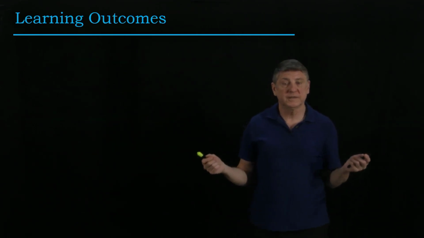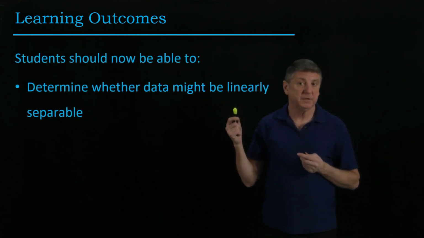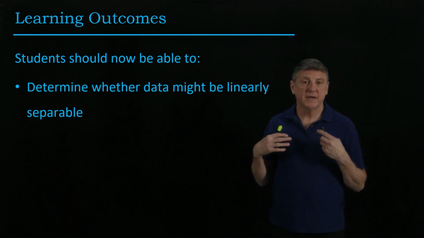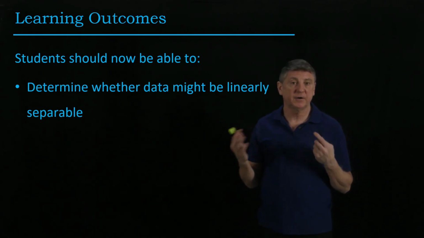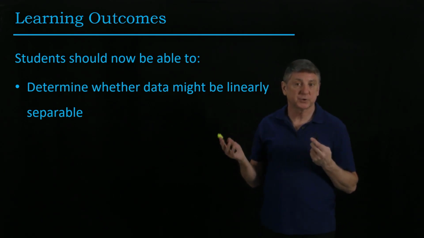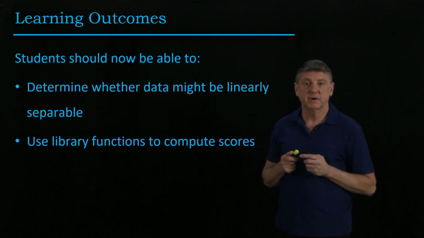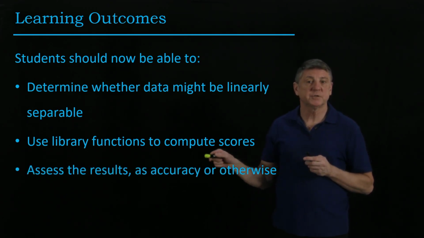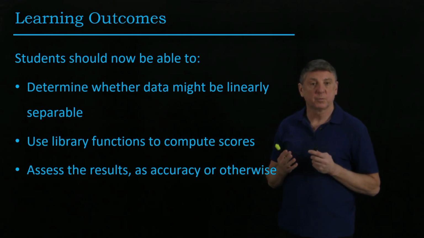So, what have we learned in this session? Well, we're now able to determine whether data might be linearly separable. We can do that in 2 dimensions by plotting, and in higher dimensions by using our score plots. We can use library functions to compute the scores, in particular for the logistic regression. And we can assess the results using accuracy, visual methods, or other methods that are appropriate for our data.